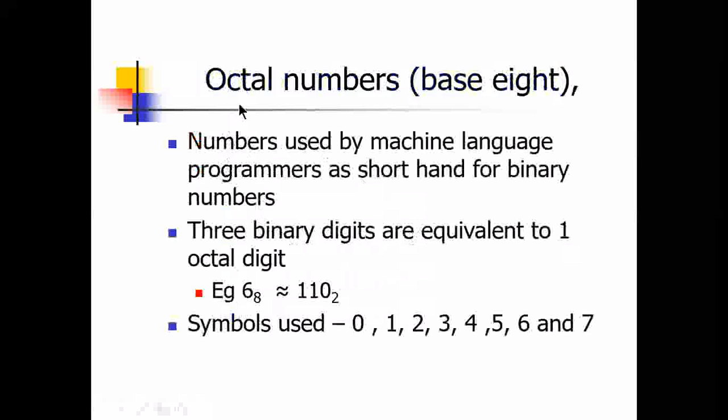What about octals? Octals are numbers used by machine language programmers as shorthand for binary numbers. Interesting. So three binary digits are equivalent to one octal digit. It's very true because the ones are a lot, so remembering them and using these ones and zeros, life becomes difficult. So the octals use one symbol to represent three binary digits. For example, six is equivalent to 110. So the symbols used are zero up to seven. Those are octal digits representing three binary digits.